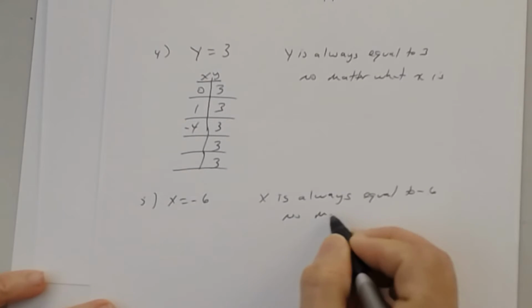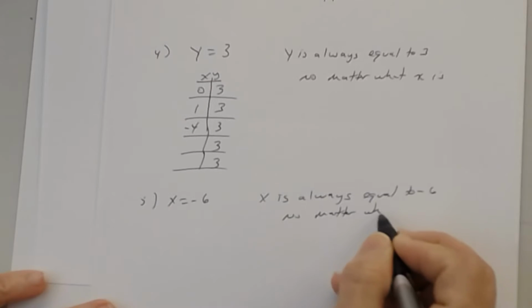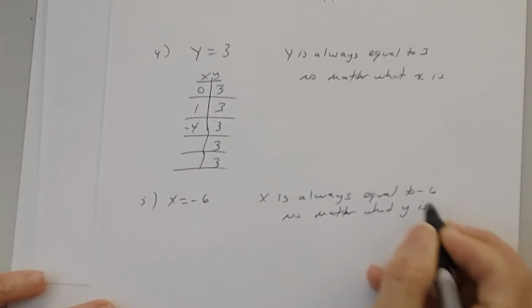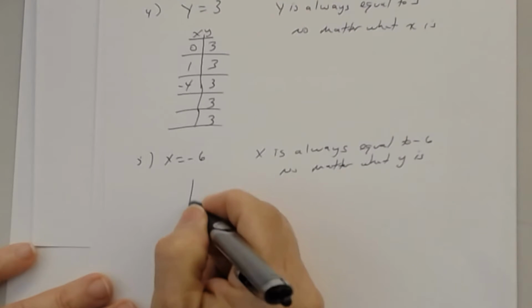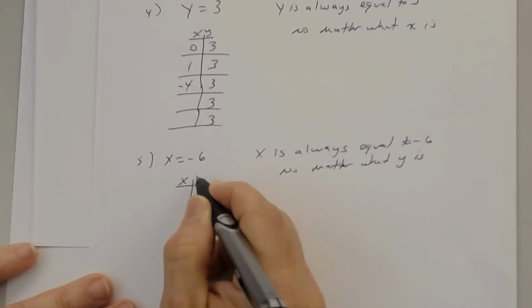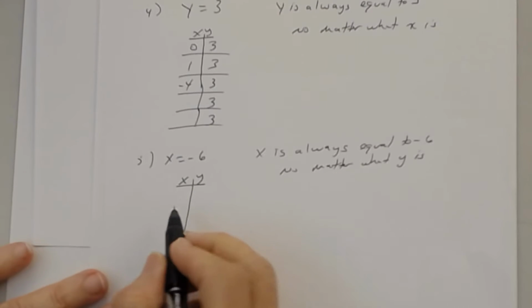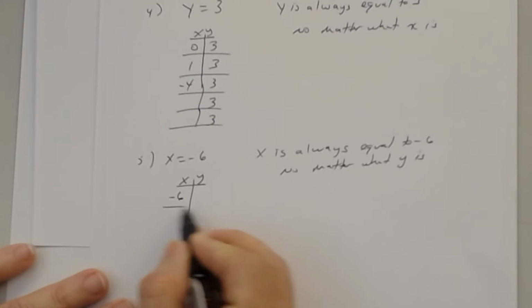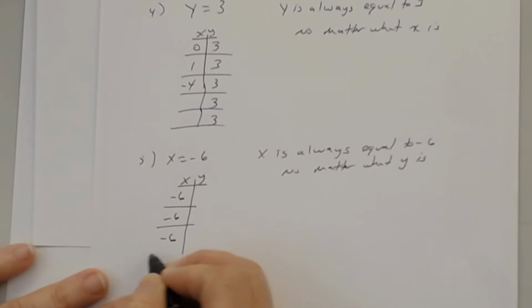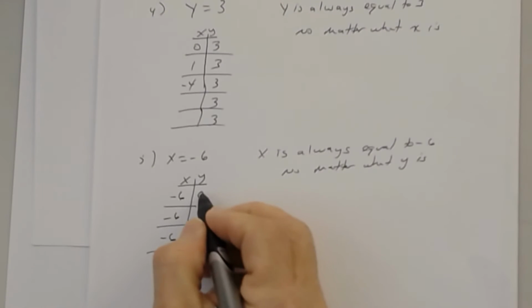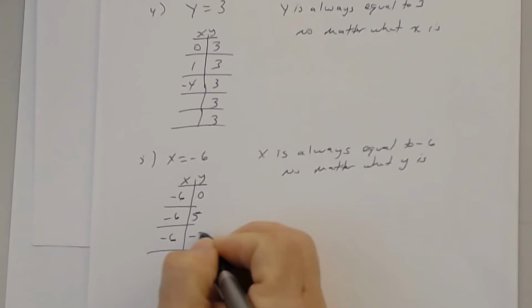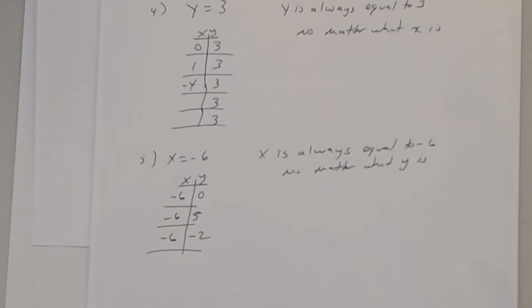No matter what y is. So if I do a t-table, this time my x column is going to have what numbers? Negative 6. And I just need 3 of them. So x will be negative 6 no matter what y is. So y could be 0, y could be 5, y could be negative 2, and so on.